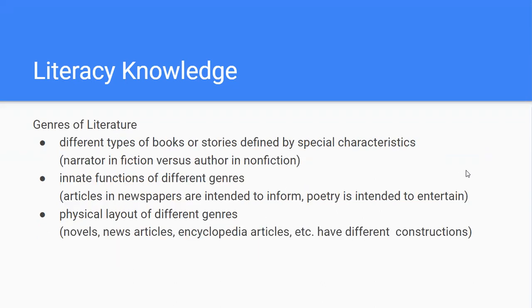Genres of literature is another area of literacy knowledge that deserves attention. So different types of books or stories are defined by special characteristics. So for example, fiction has narrators, nonfiction has authors, and we could go on and on. Poems have speakers. Innate functions of different genres is also important. So articles in newspapers are intended to inform. Poetry is intended to entertain.